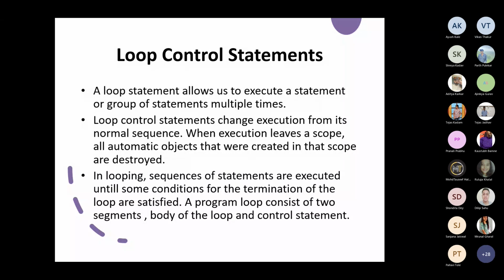Yes, sir. Okay. So a loop statement allows us to execute a statement or group of statements multiple times. So loop control statements change execution from its normal sequence. When execution leaves the scope, all automatic objects that were created in that scope are destroyed. So in looping, what happens? The sequence of statements are executed, means the conditions are executed till it reaches the loop. In short, I will give the example. As just now you had written the program for displaying whether it is a leap year or not. Correct? Students?